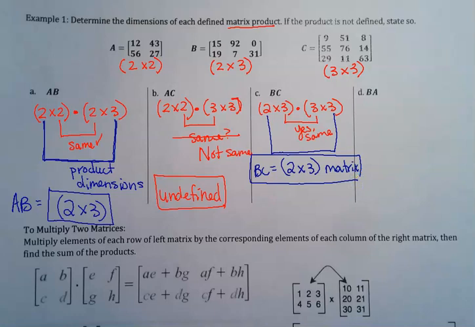Awesome. And let's look at D. We're multiplying B times A. So B is a 2 by 3 times A, which is a 2 by 2 matrix. So we check these inside numbers. Are they the same? Nope, not the same. So what's the product matrix? Undefined again.